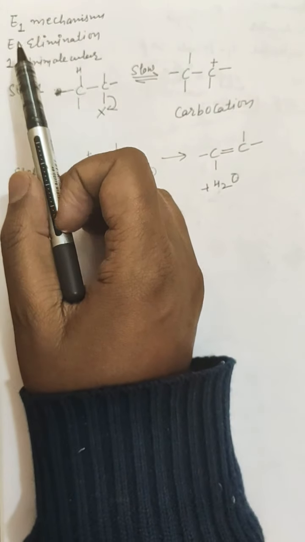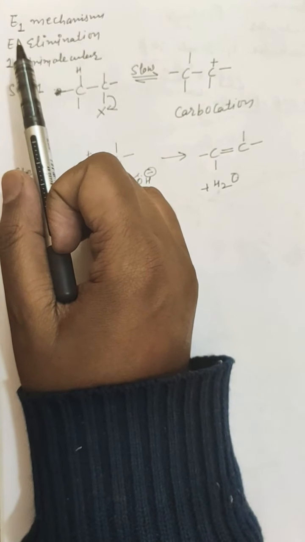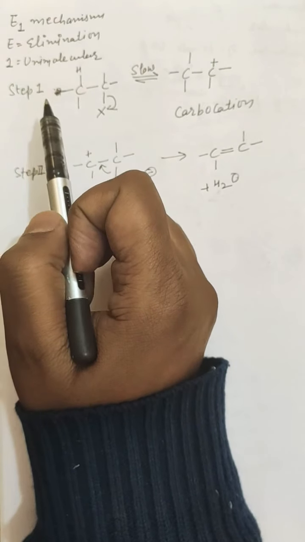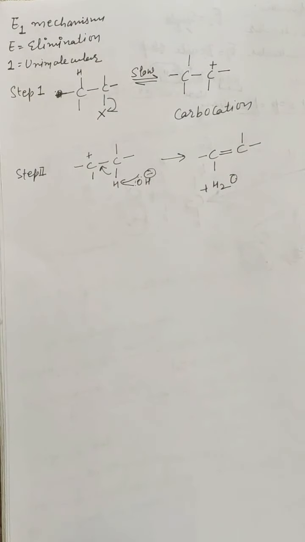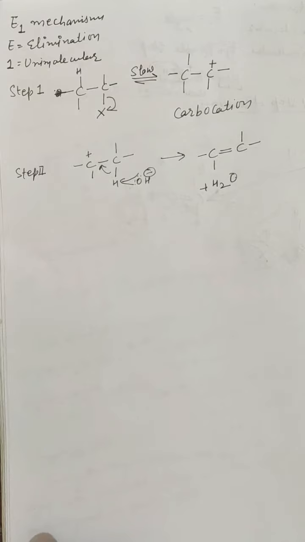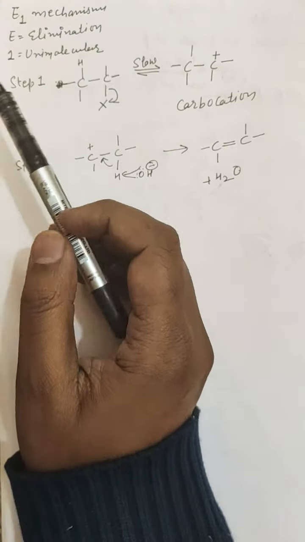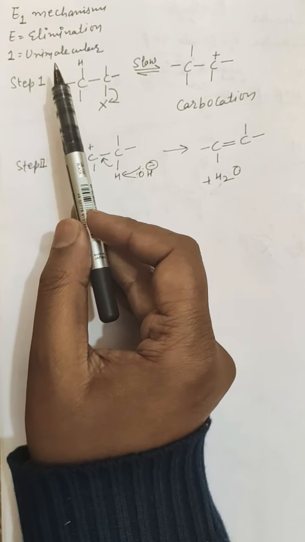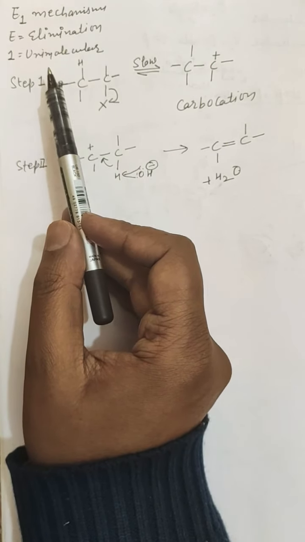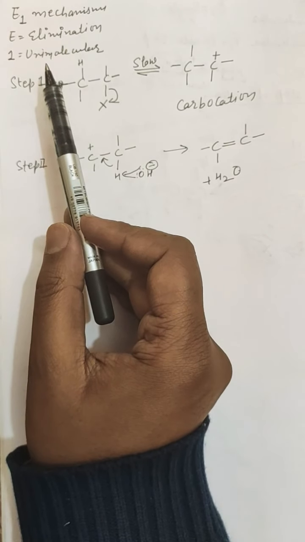In the last lecture I told you about E2 elimination, that is the bimolecular elimination reaction, and next is the E1 mechanism for dehydrohalogenation. Yesterday I told you about dehydrohalogenation through the E2 mechanism, in which two molecules are involved, whereas it is called the E1 mechanism because E means elimination and 1 means unimolecular, so it is the unimolecular elimination mechanism.